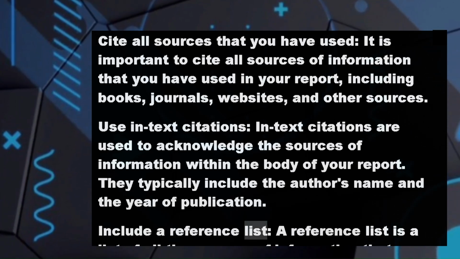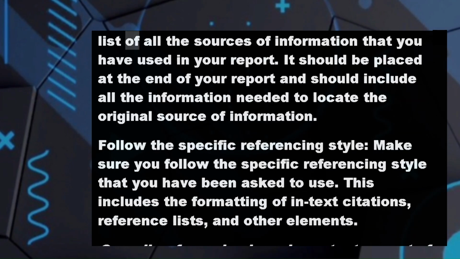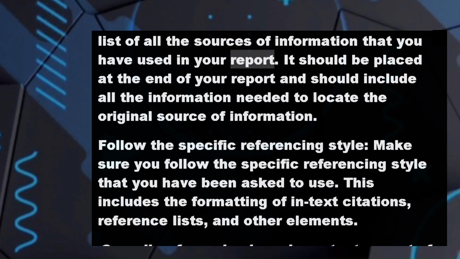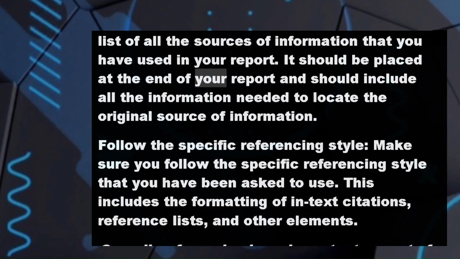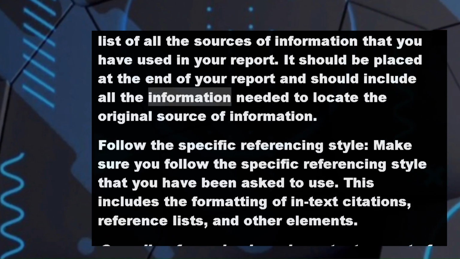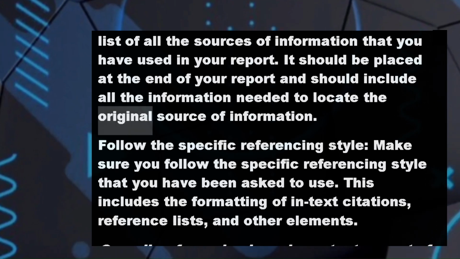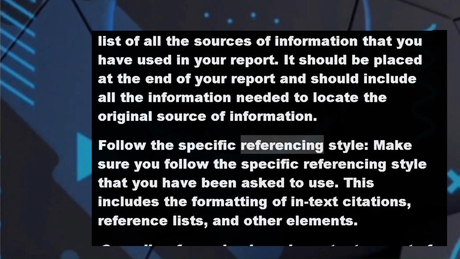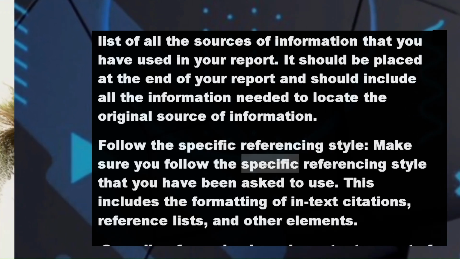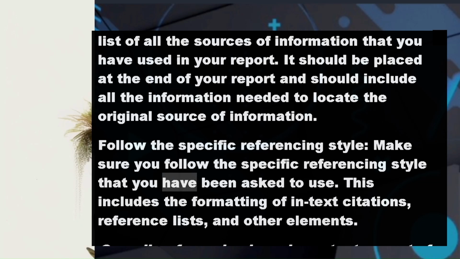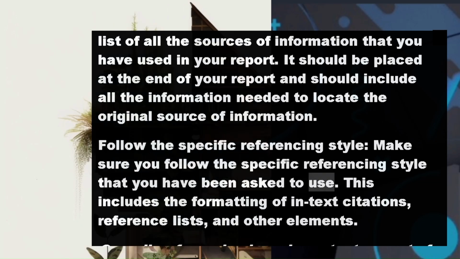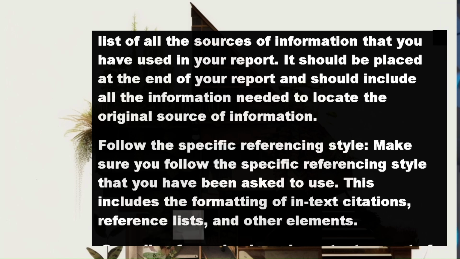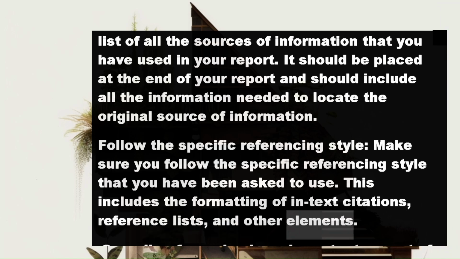Include a reference list. A reference list is a list of all the sources of information that you have used in your report. It should be placed at the end of your report and should include all the information needed to locate the original source of information. Follow the specific referencing style. Make sure you follow the specific referencing style that you have been asked to use. This includes the formatting of in-text citations, reference lists, and other elements.